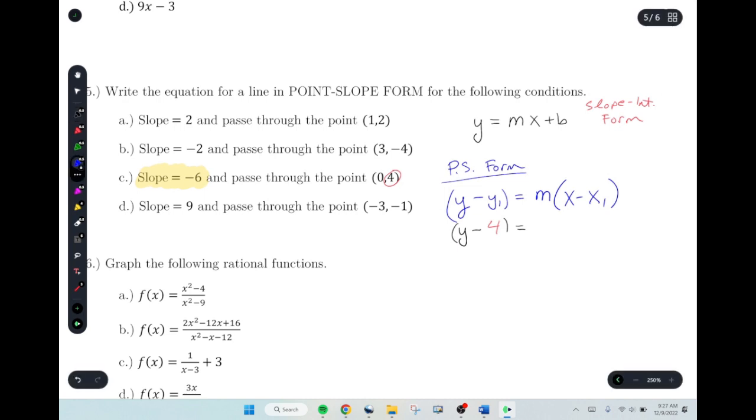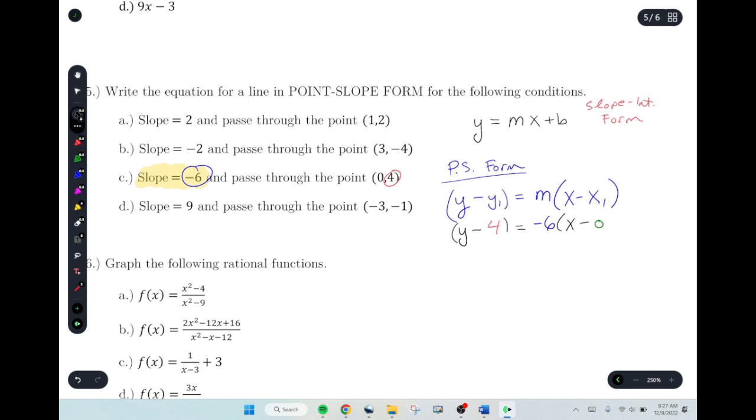Equals. Then I can pull that slope in. Negative 6. Wouldn't it just be x because that's a 0? Ooh, it would just be x, but I'm going to go ahead and write it so everybody sees it anyways. But I know what you're saying. You can write it and you would get full credit. X minus 0. Cool with that?